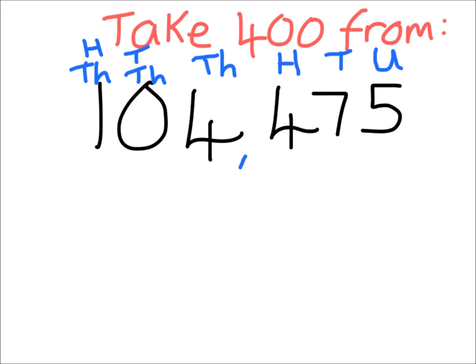So 400 is obviously in the hundreds column. It's a number in the hundreds. So we're going to firstly identify the hundreds column, as you can see, being identified by the green arrow. And we're going to take 4 of these hundreds away. Now, my units digit is not going to change. My tens digit is not going to change. But my hundreds digit is going to change because I'm subtracting 4 hundreds.